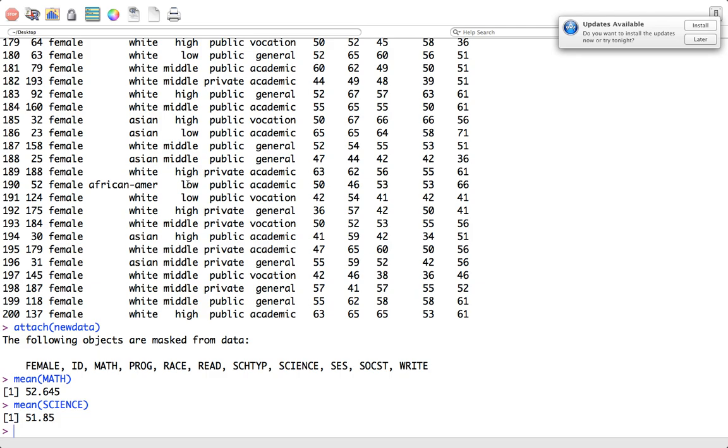So what I like to do, there's something called the write.table command, and what that's going to do is take a data set that you have open in R and write it to your working directory, which is our desktop. So I want to take this new data that I've created and save it to my desktop as, let's just call it, math.csv.